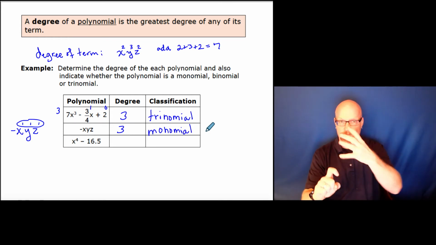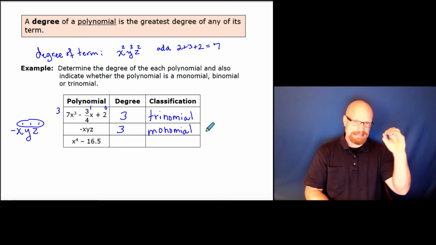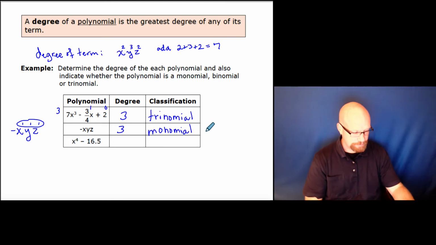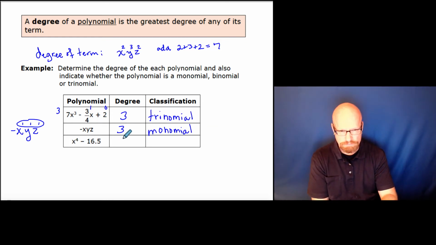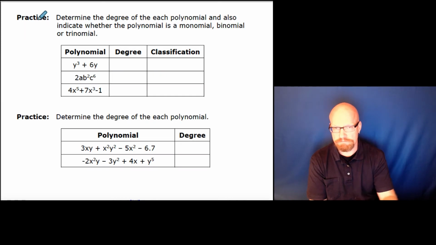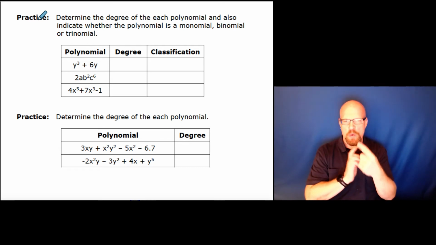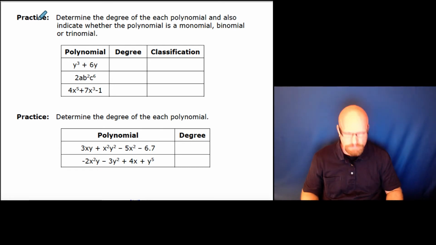The last one, x to the 4th, and then the other term is a 0 degree term. So it's a 4th degree polynomial. And the type is a binomial. Now these two are for you to practice. I'm going to show one example of each of these.